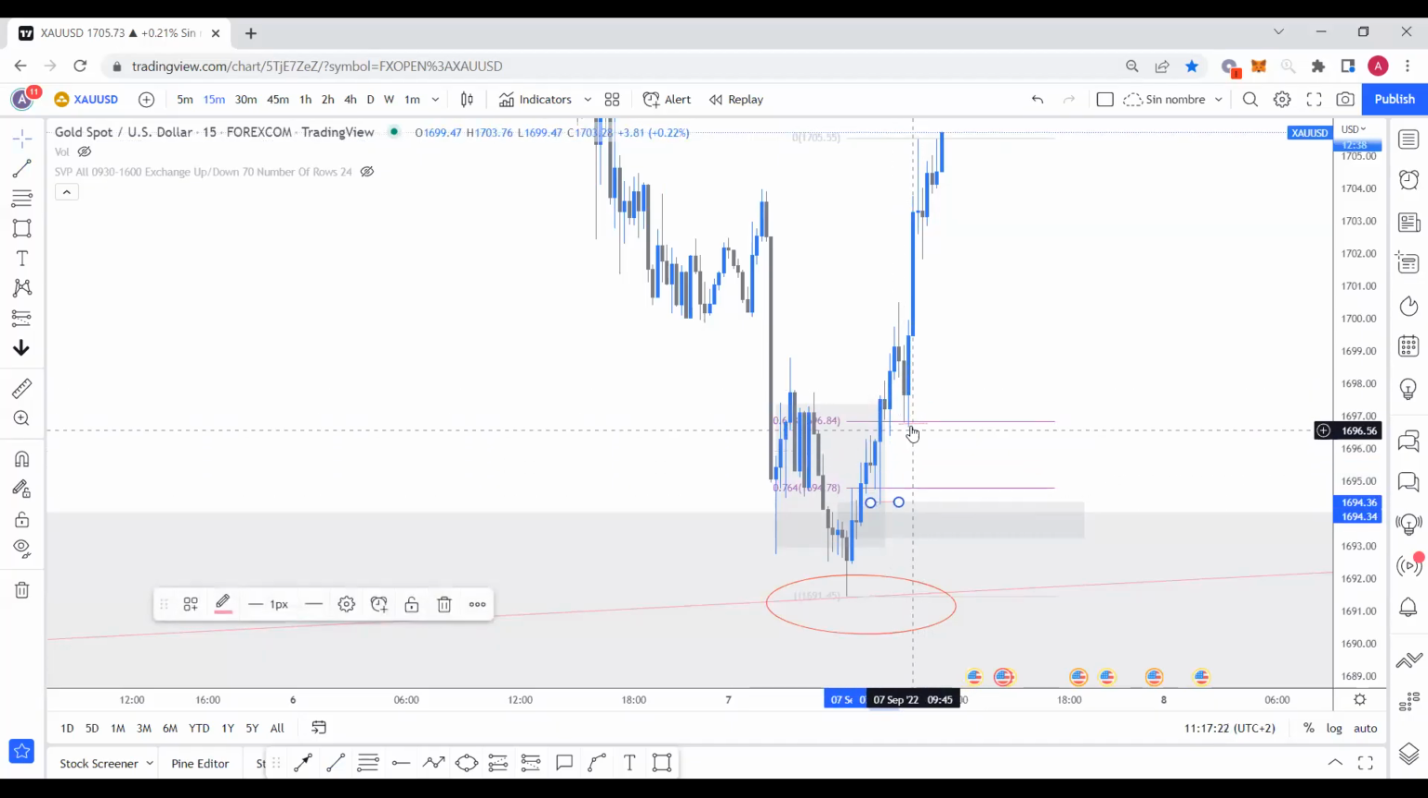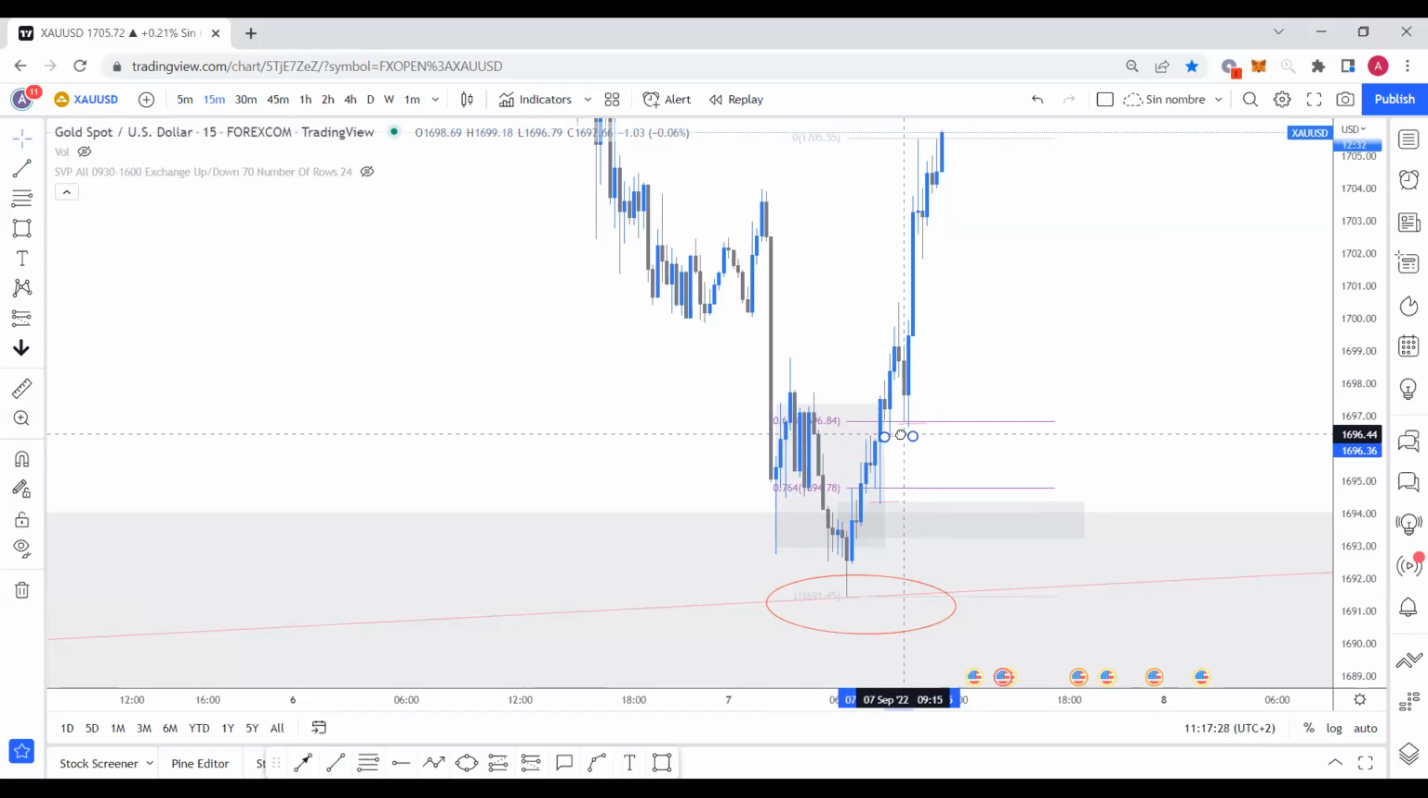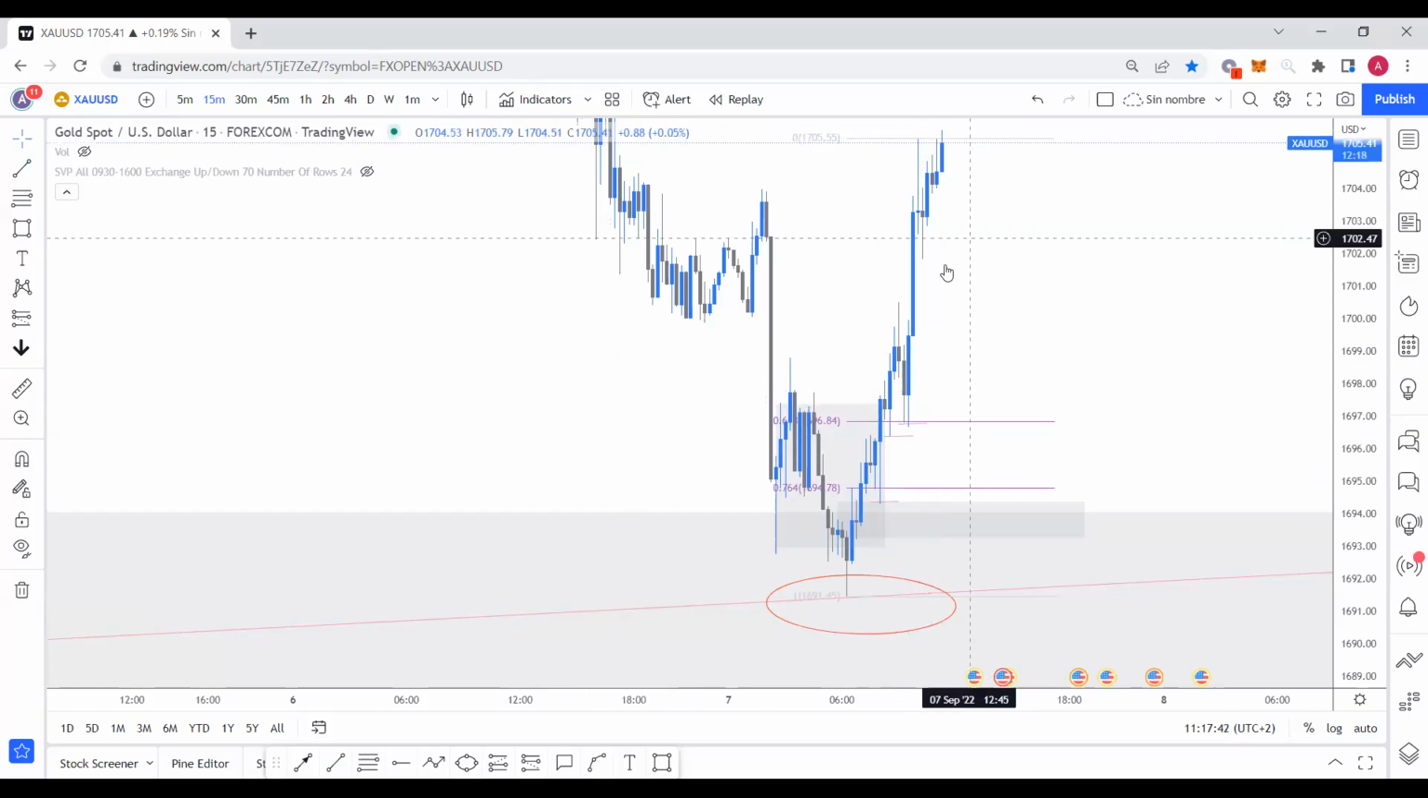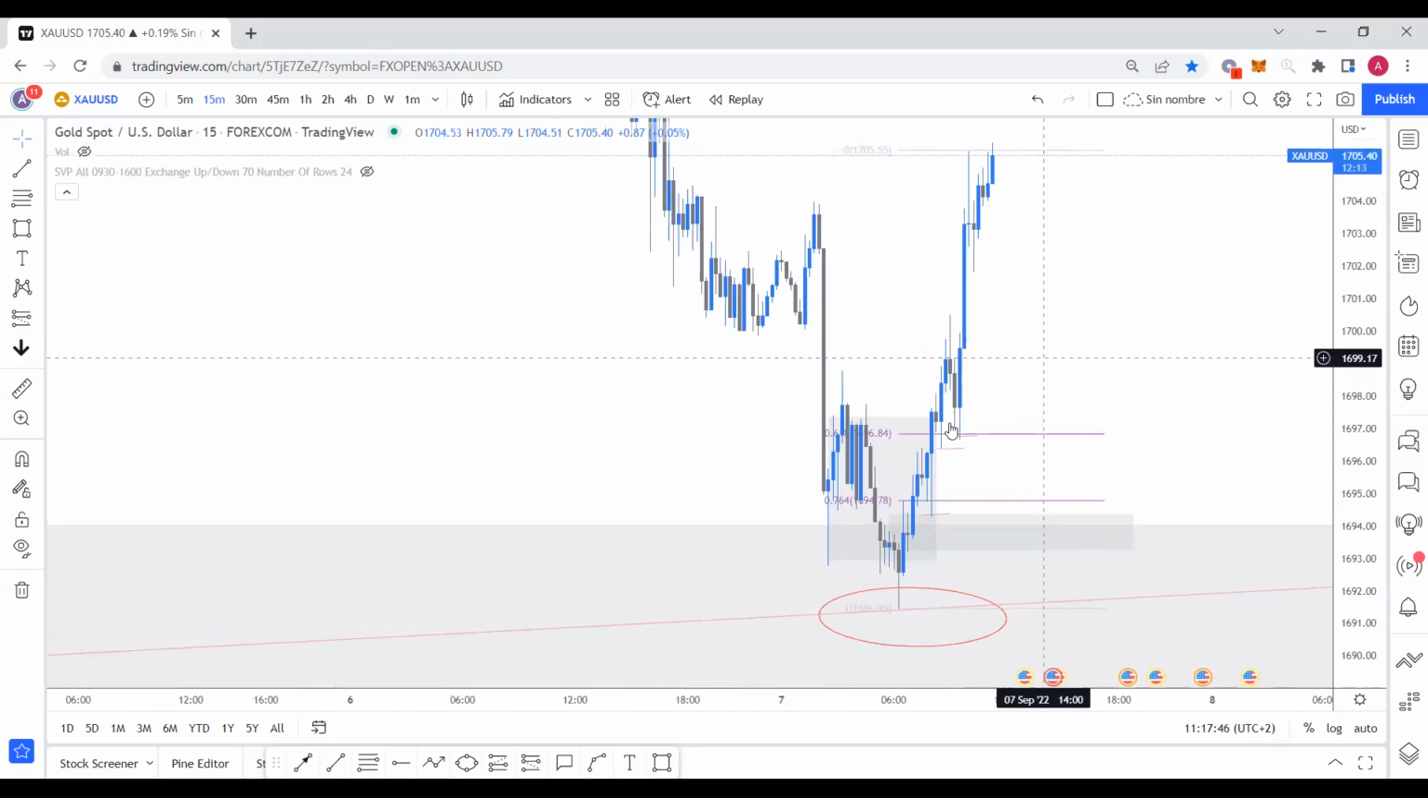Okay, it takes out several buyers' liquidity that price has created on its way up. This is buyers liquidity, buyers liquidity, buyers liquidity. Bear in mind, many buyers are placing their stop losses below these highs or lows. So all of this is liquidity they are creating, okay, for institutions to take out.